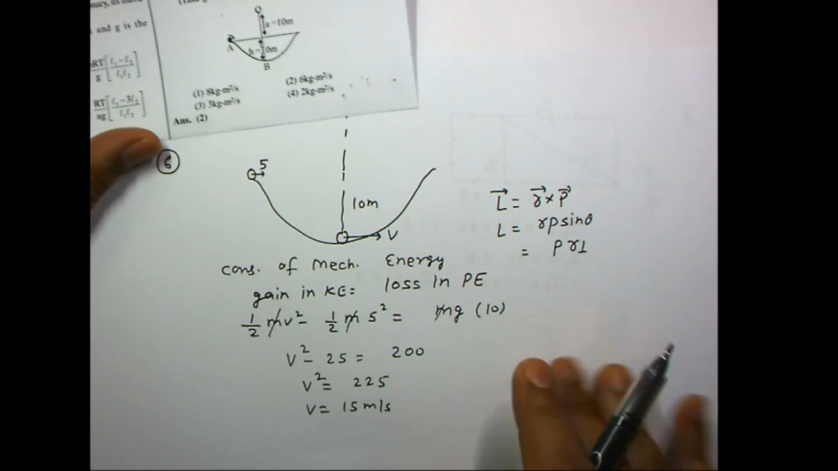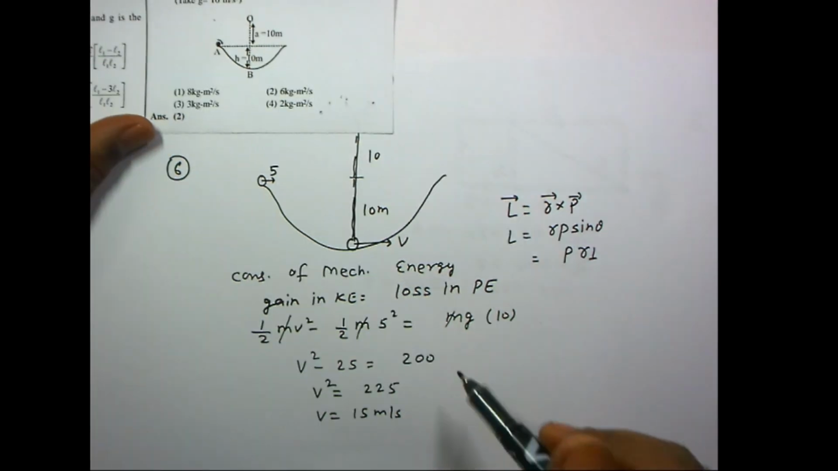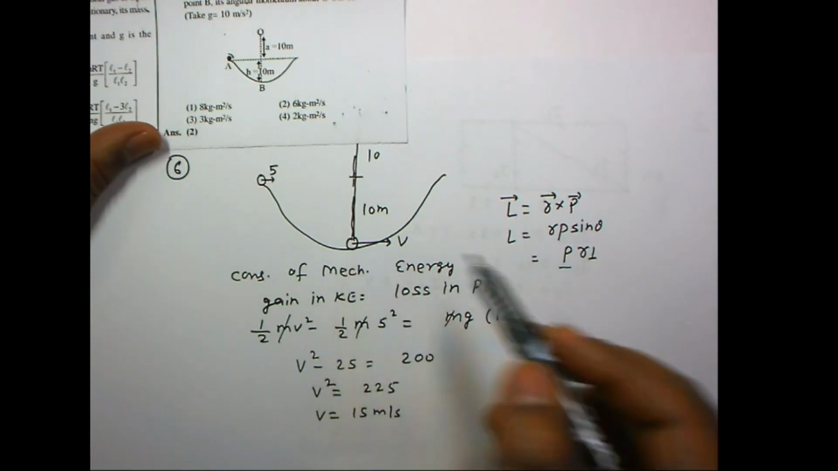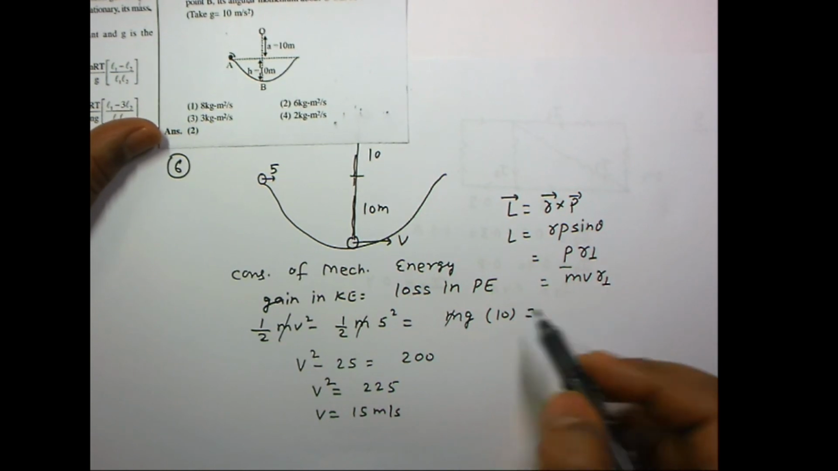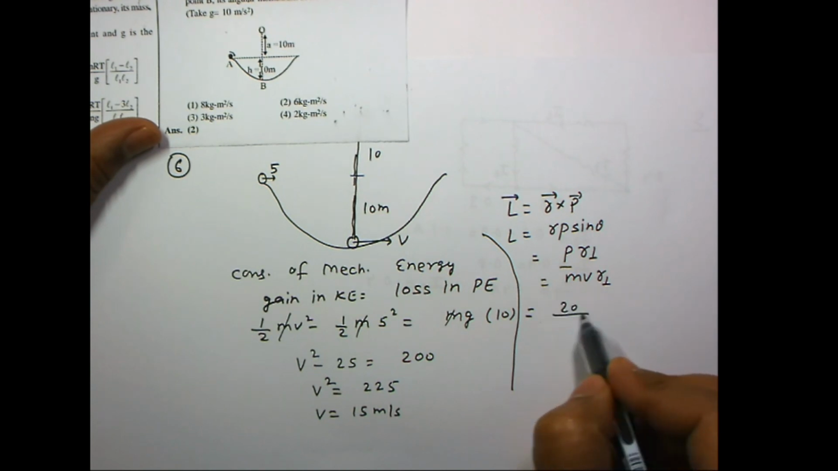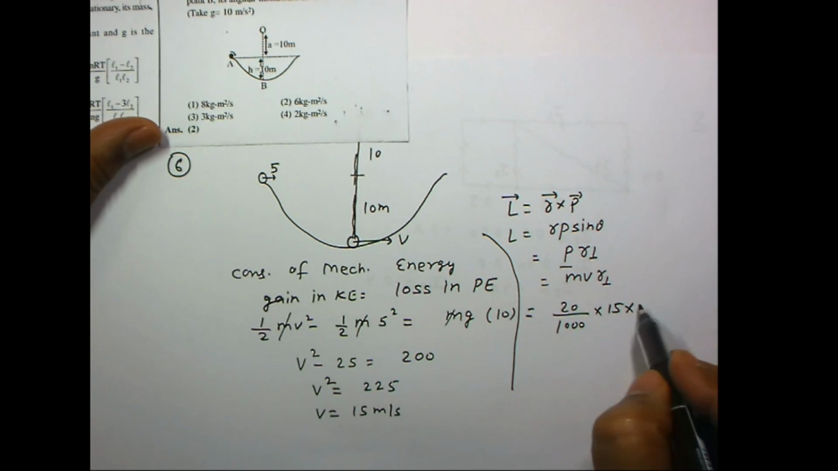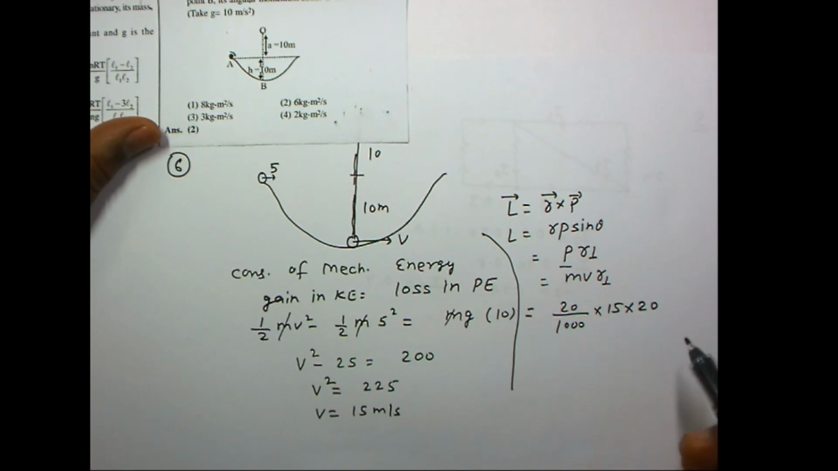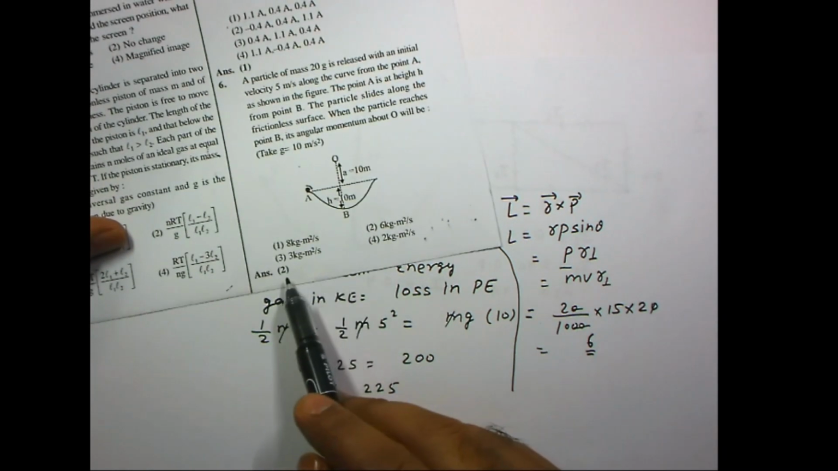And obviously r perpendicular is this distance, total distance is 10 plus 10, 20. And momentum at this location is mv. It is simply m v r perpendicular. The value of mass is 20 gram, that is converted to kg. Velocity is 15 and this r perpendicular is 20. These 0s are cancelled. It is 60 by 10, answer is 6. So the correct choice should be option number 2.